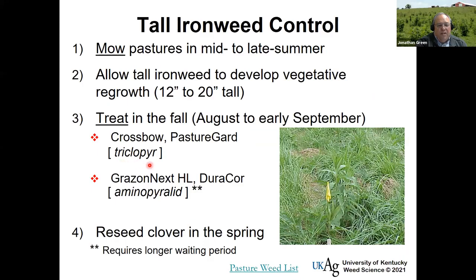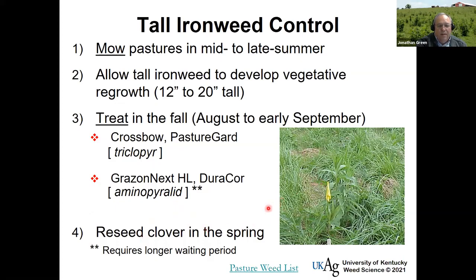Products that work best are products that contain triclopyr, that's Crossbow or PastureGard, or aminopyralid, and things like GrazonNext and DuraCor in our area. Now, if I want to see clover the next spring, I'm probably going to lean more towards triclopyr. Not that we can't do it sometimes, but there's less risk of carryover injury with triclopyr than there is with aminopyralid, depending on when we made that application and the weather conditions that occur during that previous 6 months.